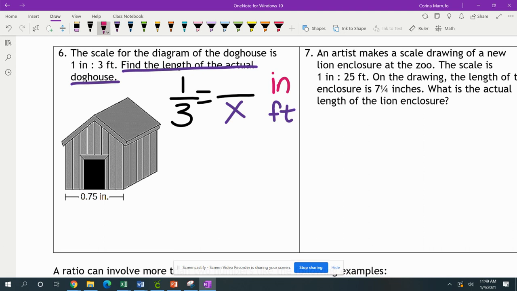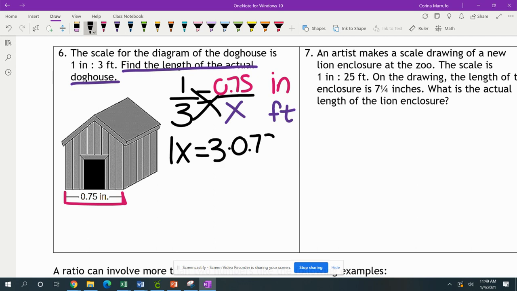Okay, if we look here on the little diagram, they tell us that the inches here is going to be 0.75. Okay, so we go ahead and move this X up. So it'll be 1X. We move the 3 times the 0.75. So X equals, okay, I didn't put that right, 3 times 0.75 is 2.25. And this is feet. That's it.